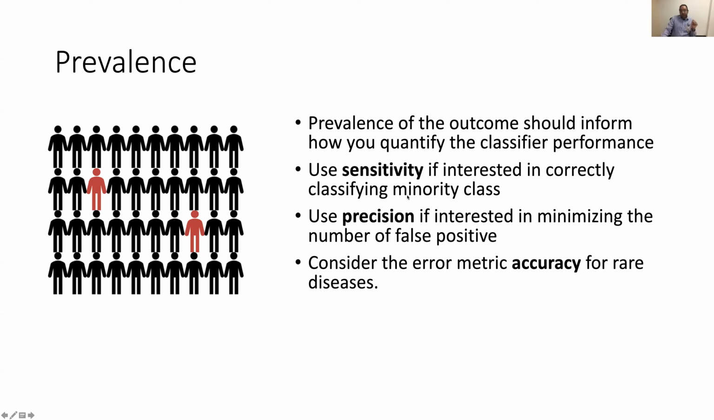So what can you do? If I'm interested in correctly classifying that minority class, and I don't want to miss those positives, then you would tune your model to sensitivity. You would push the ball on that ROC curve up the curve.